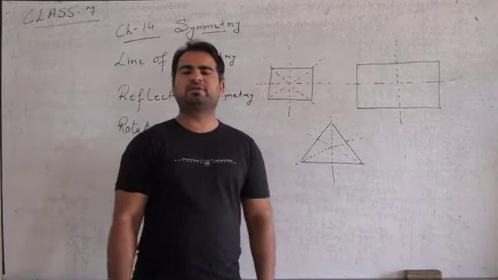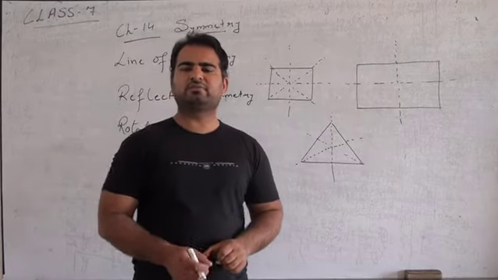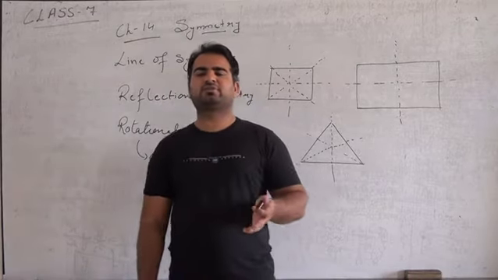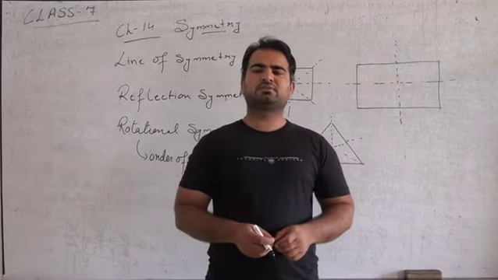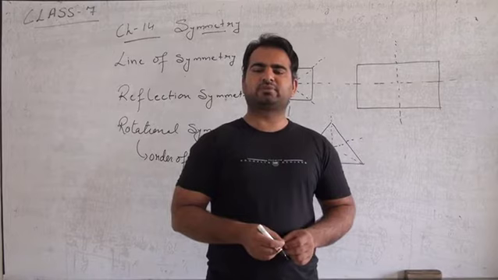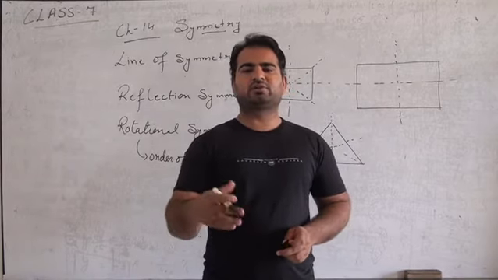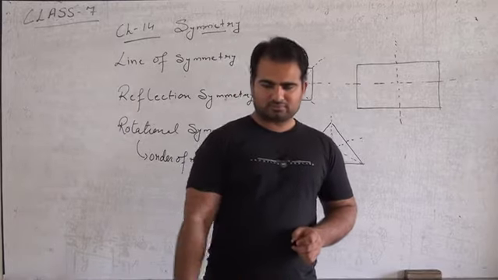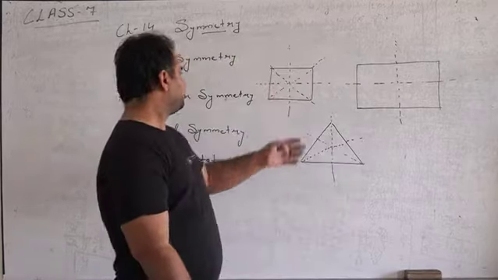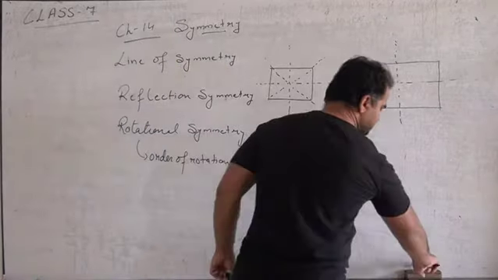Okay, what will happen if we have a regular pentagon? A pentagon has 5 sides, then what will it give? It will give 5 lines of symmetry. What about a hexagon? It will give 6 lines of symmetry. Okay, and what about an octagon? It will give 8. What about a decagon? It will give 10 lines of symmetry. Done? Okay. Next topic is reflection symmetry.